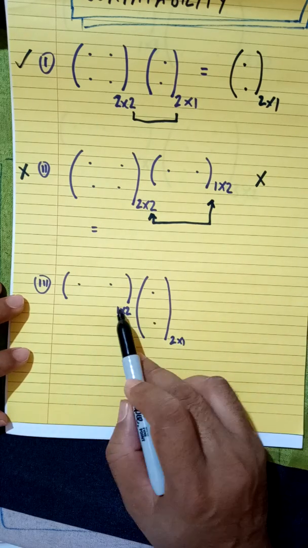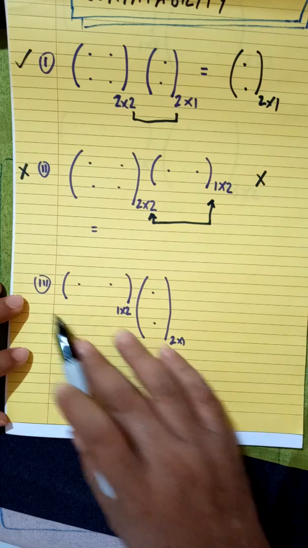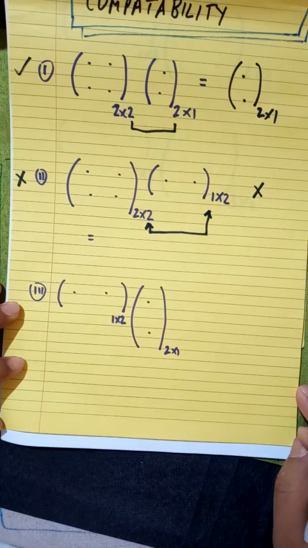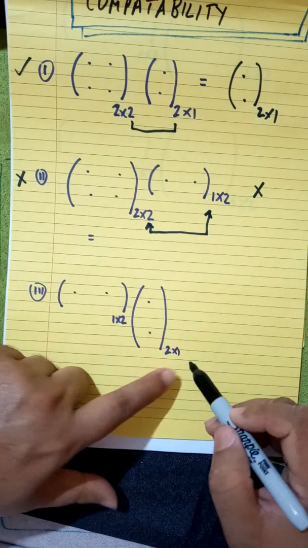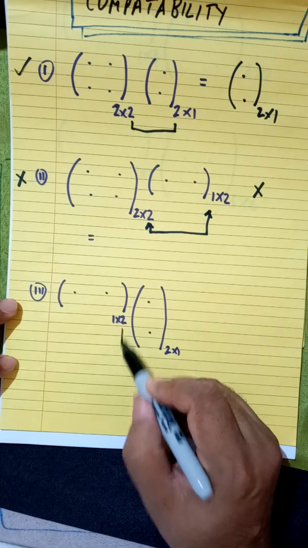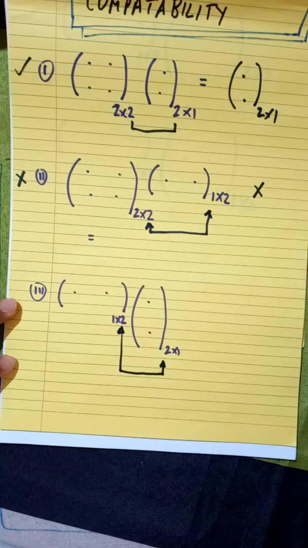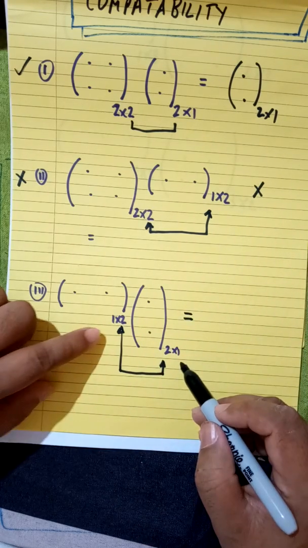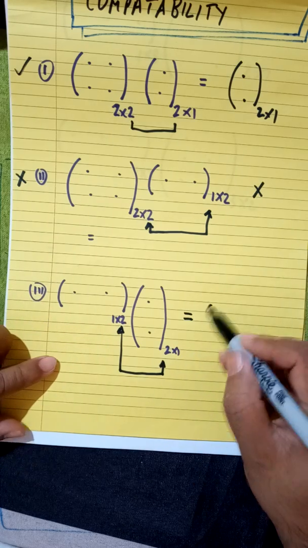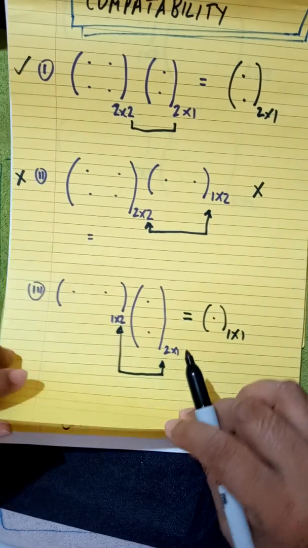So let's look at this one now. We have a row matrix and a column matrix. We call it a row matrix because it has 1 row. We call it a column matrix because it has 1 column. Let's check out their compatibility. Well, what do you know? They can get married. These two numbers are equal. So the outcome is going to be a 1 by 1 matrix. It has 1 row and 1 column.